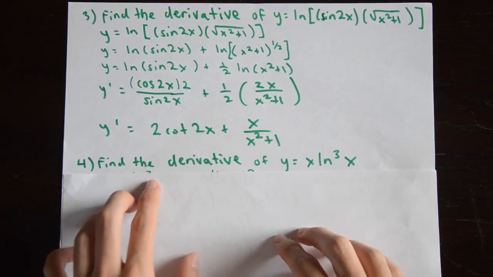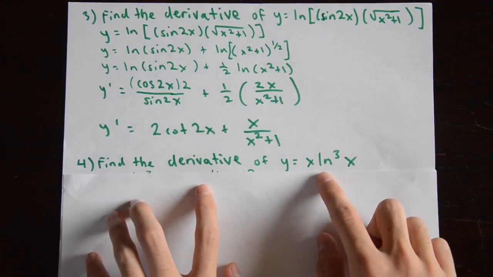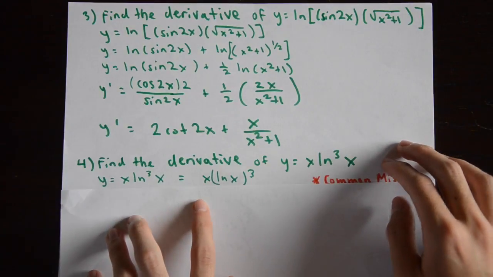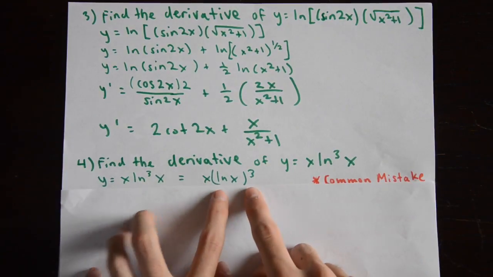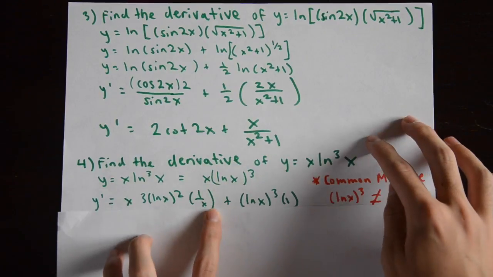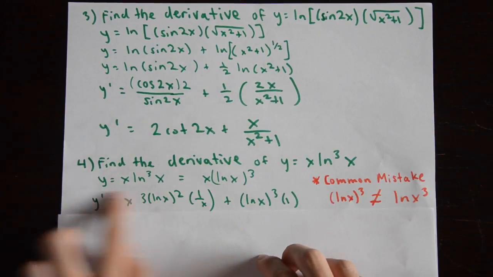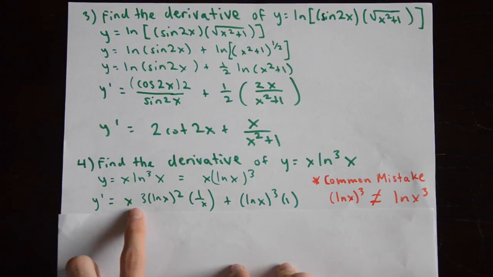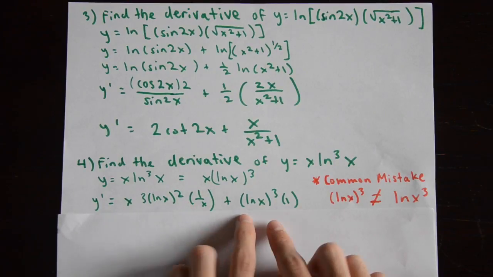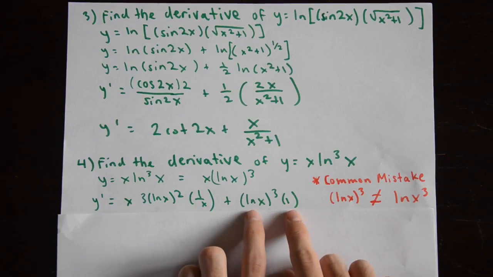Now the fourth problem asks to find the derivative of y equals x times the natural log of x cubed. So this is the same thing as this. You're cubing the natural log of x. So we're going to find the derivative of all this and get y prime equals x times 3 times the natural log of x squared times 1 over x plus the natural log of x cubed times 1.